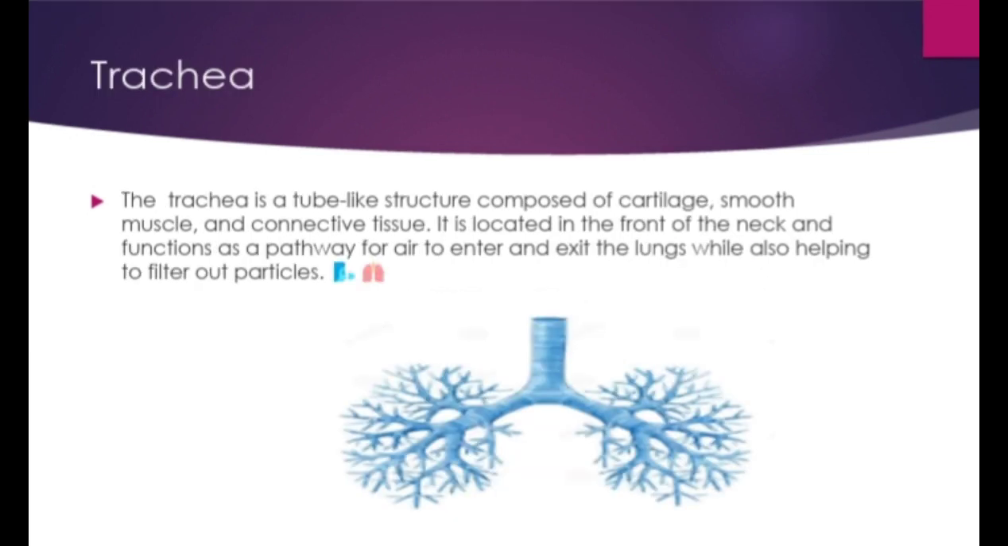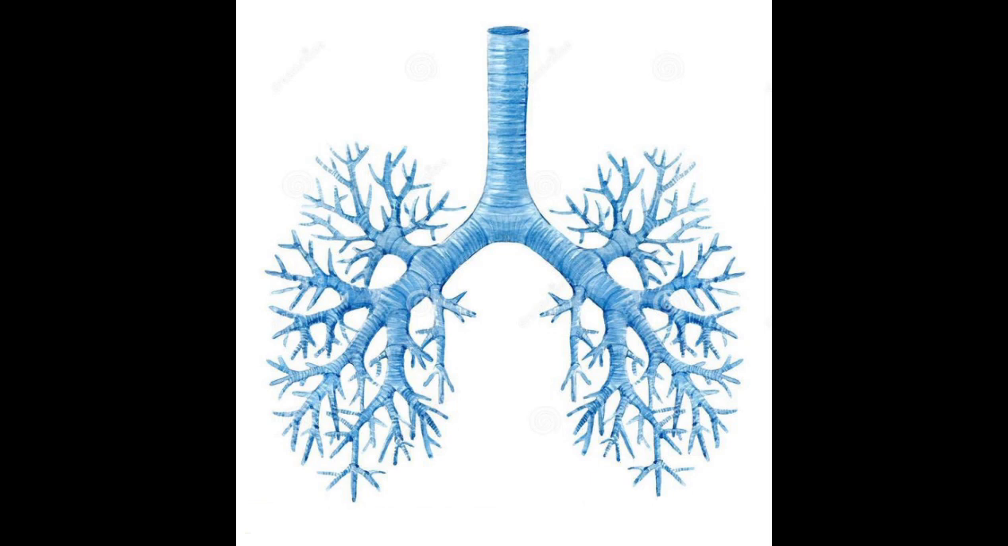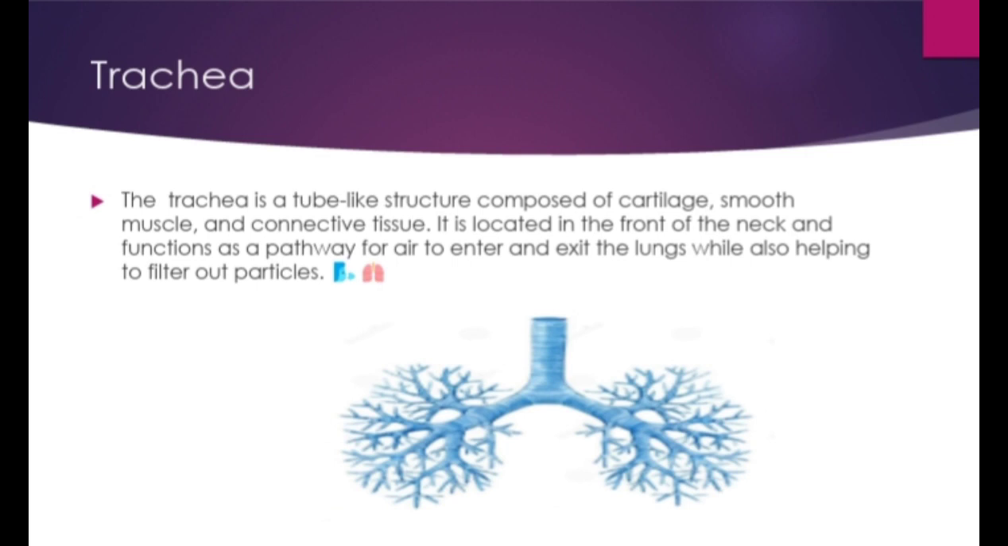Next one is trachea. The trachea, also known as the windpipe, is a tube-like structure in our respiratory system. It connects the larynx, voice box, to the bronchi, which lead to the lungs. The trachea is made up of rings of cartilage that provide support and prevent it from collapsing. It is responsible for allowing air to pass into and out of the lungs during breathing.